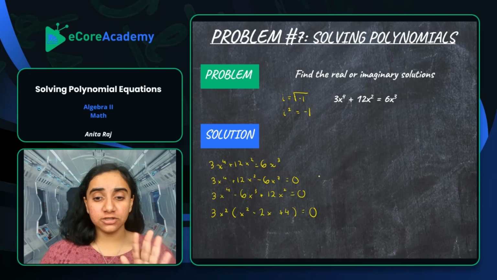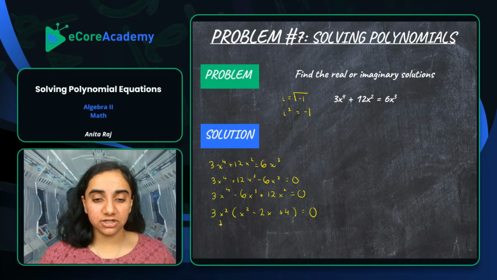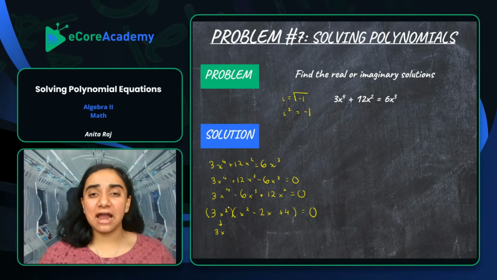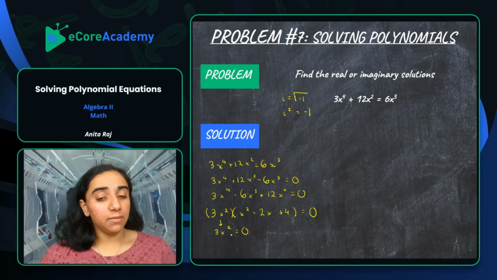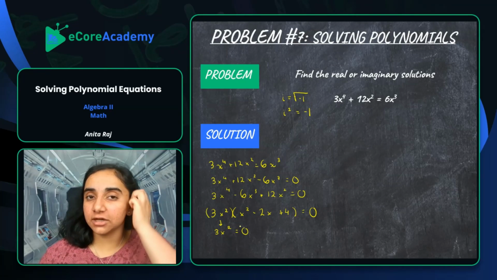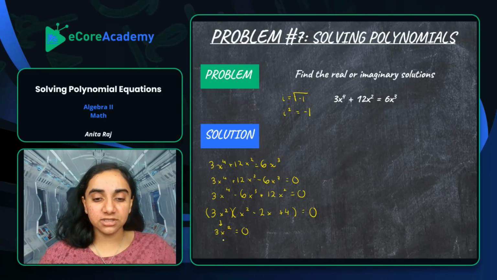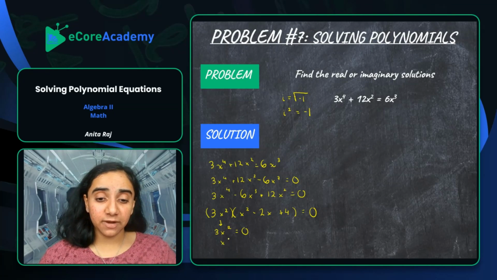We can find our first solution because here we actually take the 3x squared, which you can think of as in its own set of parentheses. We can't factor this any further, so we can just set this equal to 0 and immediately find our first set of solutions. If we set this equal to 0, we can divide both sides by 3. We get x squared is equal to 0 because 0 divided by any number is equal to 0. We get x is equal to 0.